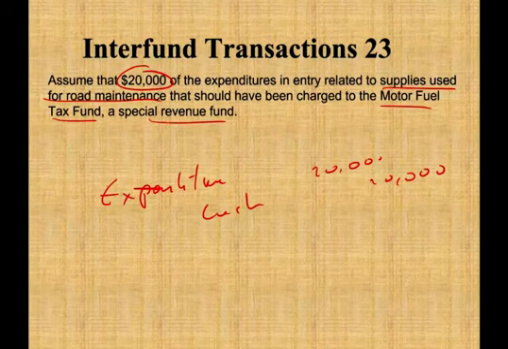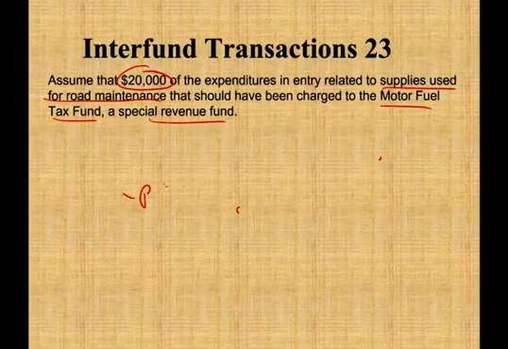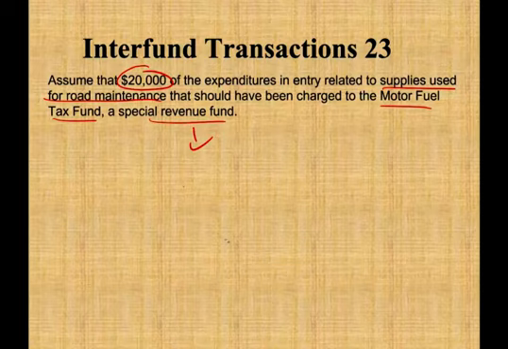All said and done, this is what would happen. So we paid $20,000 worth of material. That's not really ours. It's for the motor fuel tax fund, because it's for road maintenance. It has nothing to do with the general fund. It was for that fund. So basically, what's going to happen? This fund will have to pay us back $20,000, and we have to reduce our expenditure $20,000.